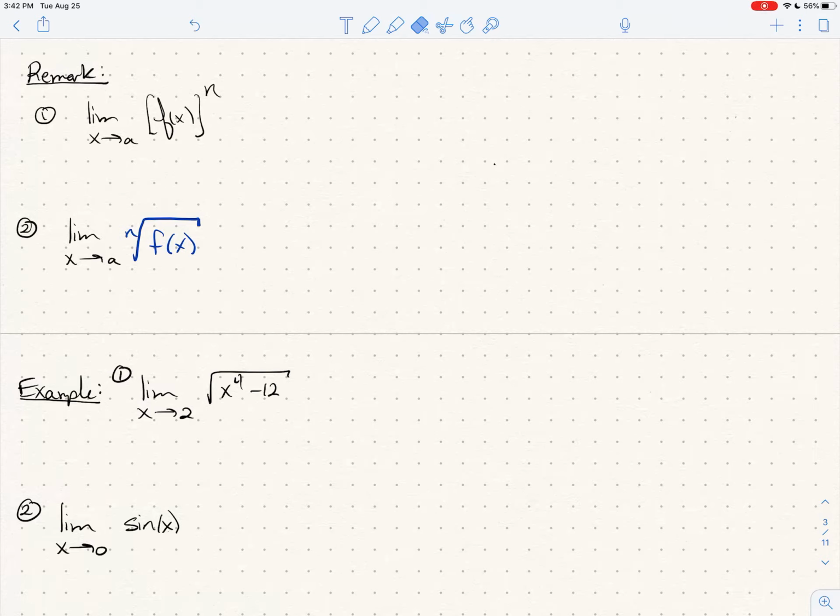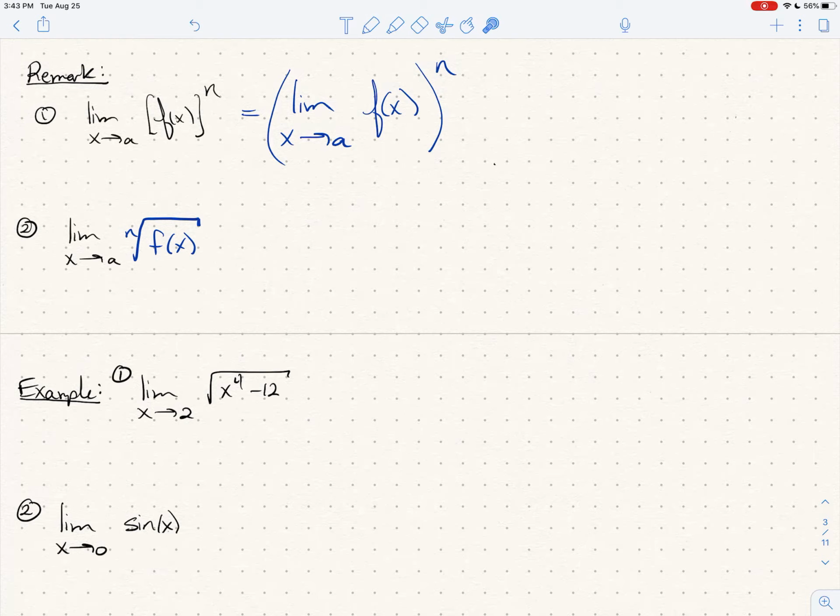So I want to show you two more properties of limits of functions that should not surprise you at all. So the first one is that if you have the limit as x goes to a of f of x all to the nth power, then this is equal to the limit as x goes to a of f of x, all to the nth power. You can pass the limit inside the power, and we'll see an example of doing that in just a minute.